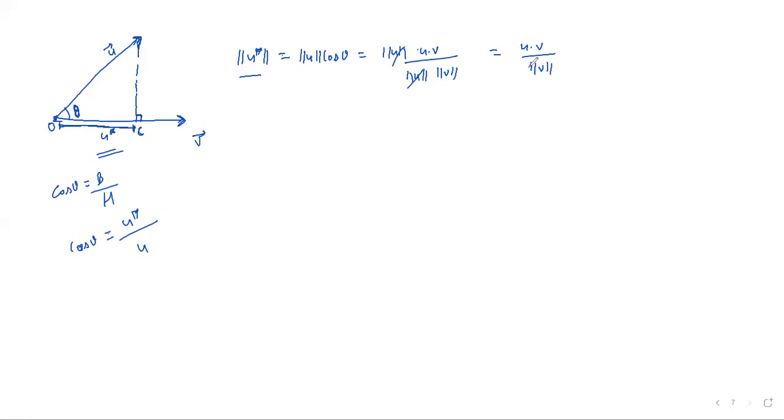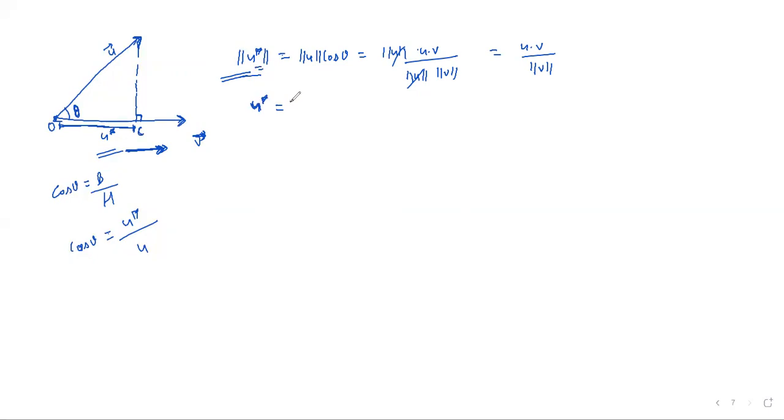Now I want to know the vector u star. This is the magnitude of the u star. As you can see, the u star is moving towards the direction of the v vector. So for obtaining the vector u star, what do we do? We'll apply the unit vector concept here. If we multiply the unit vector of v, which is of length 1, by the magnitude of u star, we'll get the vector u star.